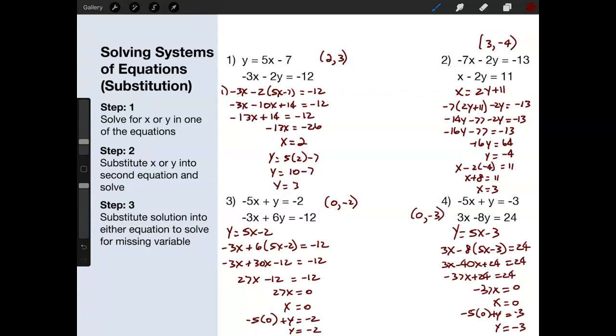So when solving systems of equations, we want to first solve for either x or y in one of the equations. Substitute that in for x or y into the second equation and solve. We take this solution and solve for the missing variable, and we can get a solution that would satisfy both equations.